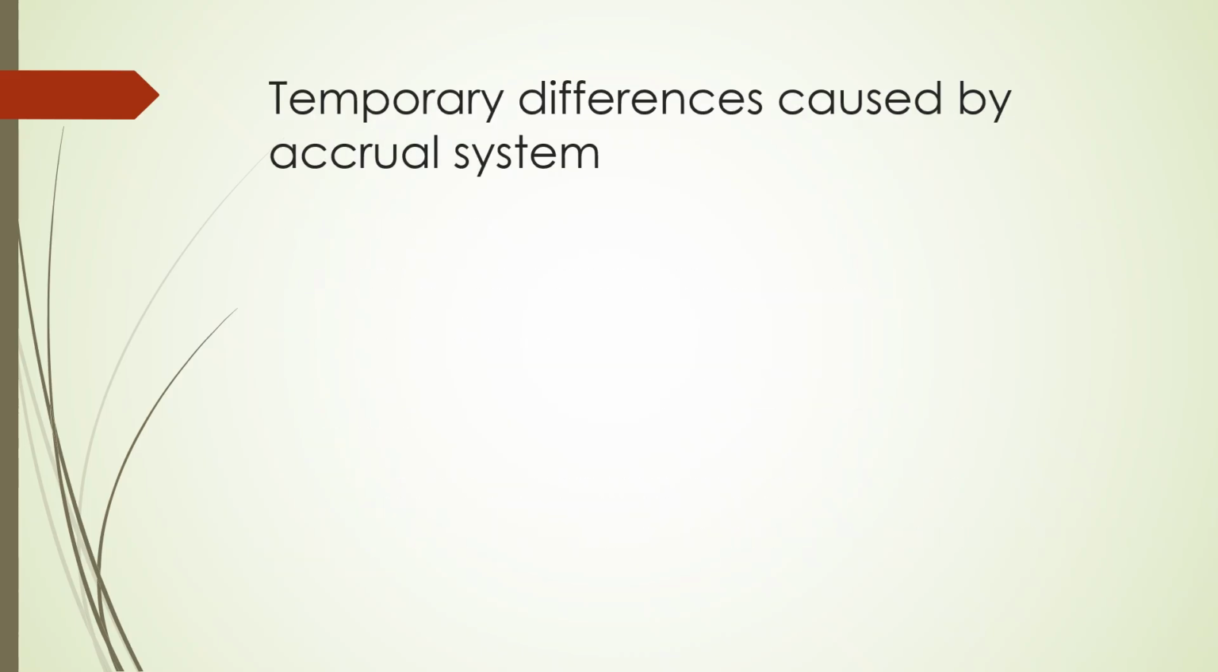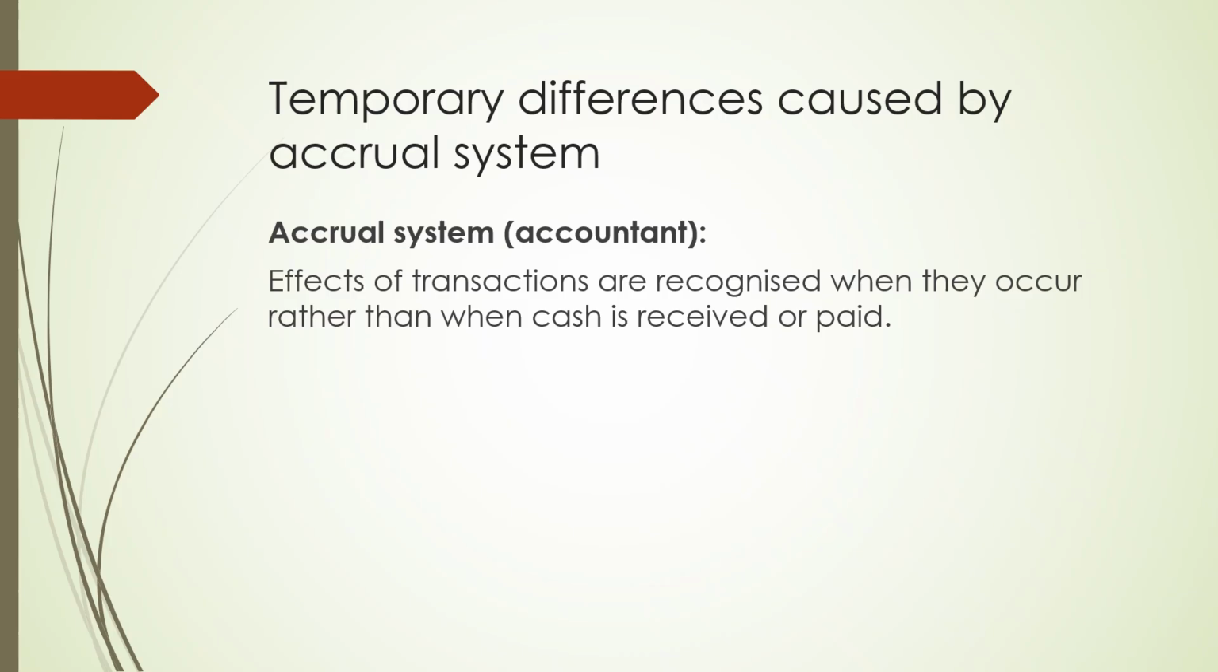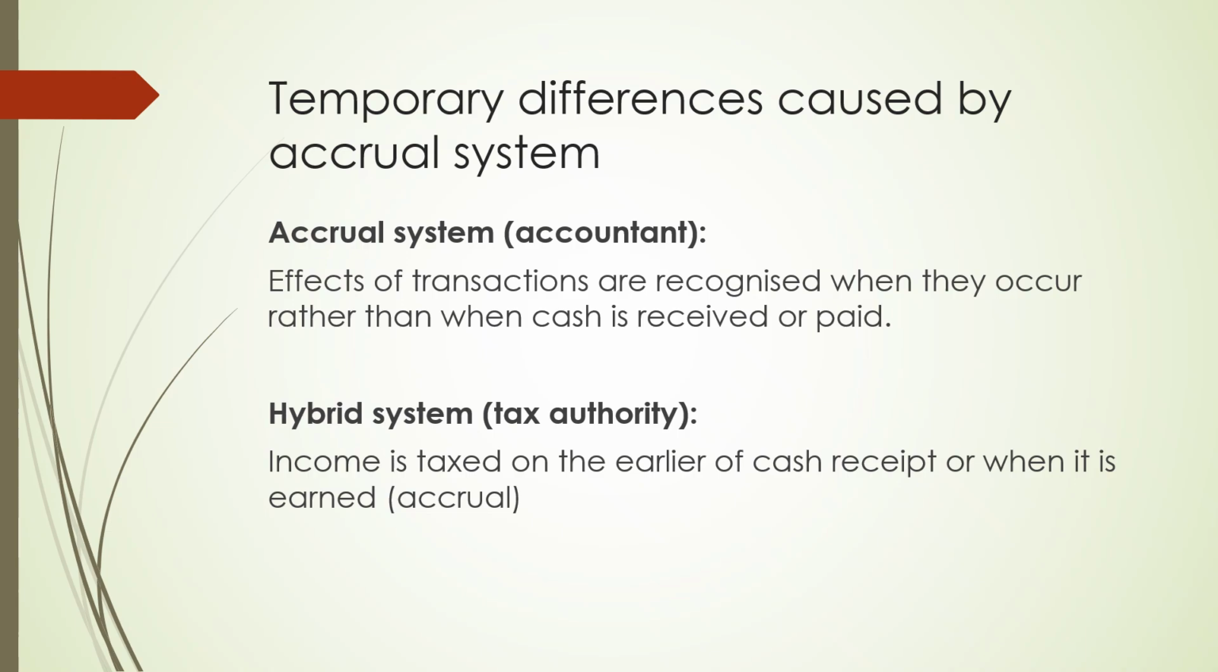Let us look at the temporary differences that are caused by the accrual system. The accrual system, which is the accounting system, recognizes the effects of transactions when they occur rather than when cash is received or paid. The hybrid system, which is used by the tax authority, taxes income on the earlier of cash receipt or when it is actually earned.